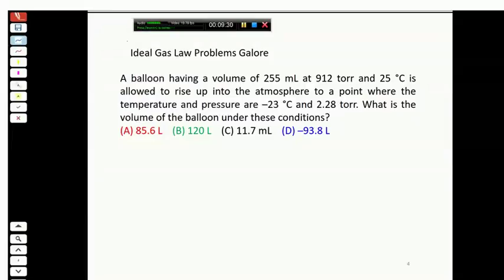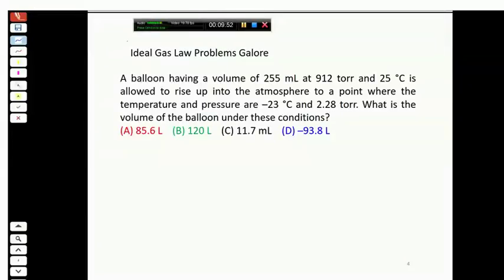That's what we do here. So we have a balloon with a volume of 255 milliliters and a pressure of 912 torr, and the temperature is 25 degrees Celsius. And then we allow it to rise up to the atmosphere where the temperature is minus 23 degrees Celsius and the pressure has dropped to 2.28 torr. What is the volume of the balloon under these conditions?